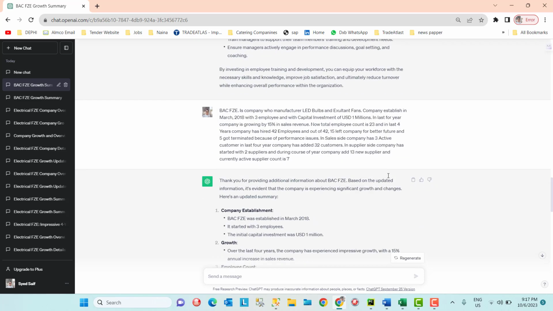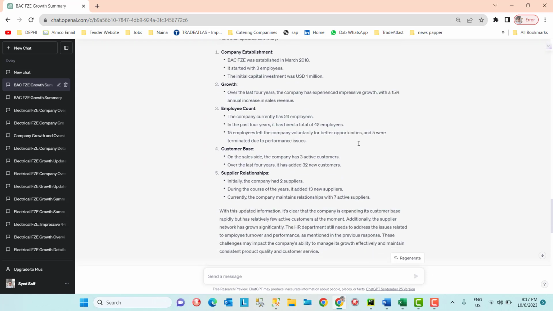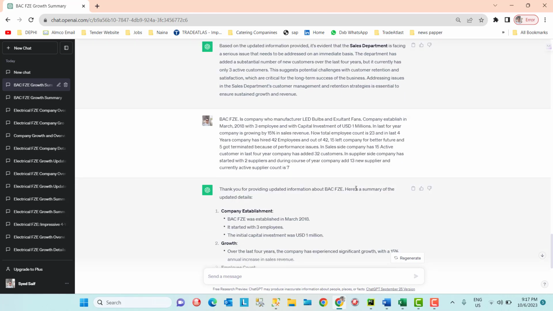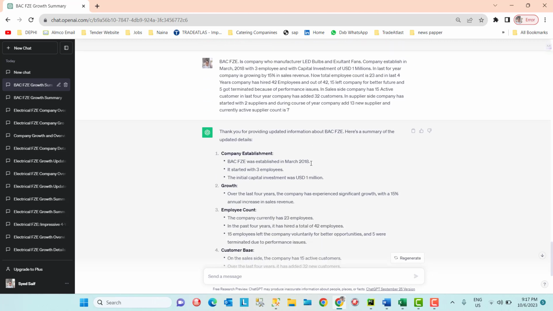Then I pasted again and I changed the scenario. I changed the scenario in the customer value. Like I said, okay, I have only three customers out of 32. So it went and identified the sales department. Until here it is perfect. Then I went and again changed the data from 3 to 15. So the problem has to shift to the HR department.